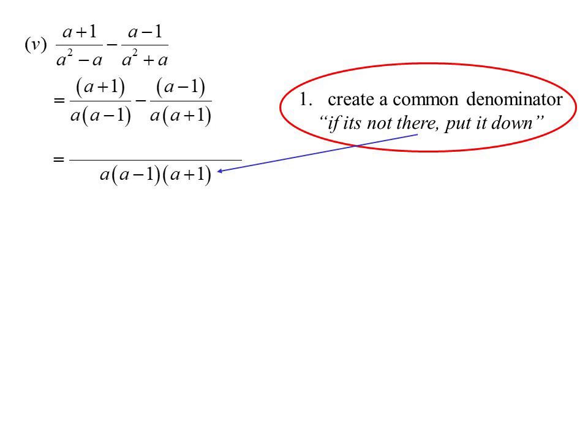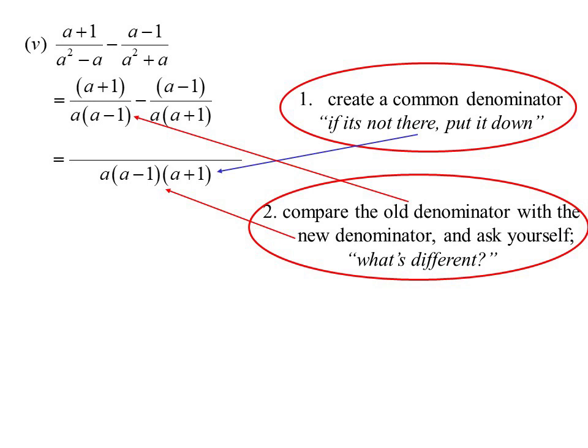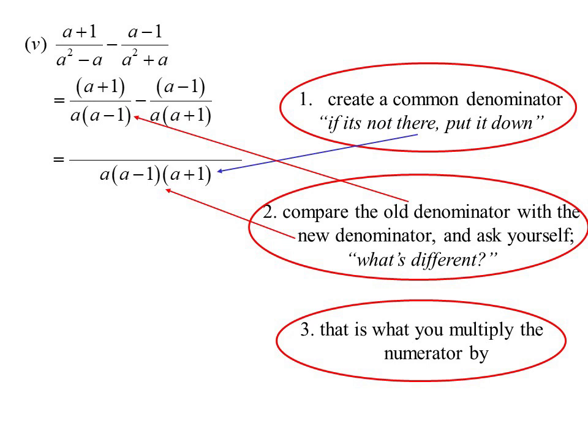Now I need to create the numerator, and my thought process is, I just compare the old denominator with the new denominator and simply say, what's different? How did it change? So the old one was a minus 1. I now have a minus 1, a plus 1. What's different? The a plus 1. Well, that must be what we multiplied the numerator by. So I get a plus 1 squared.